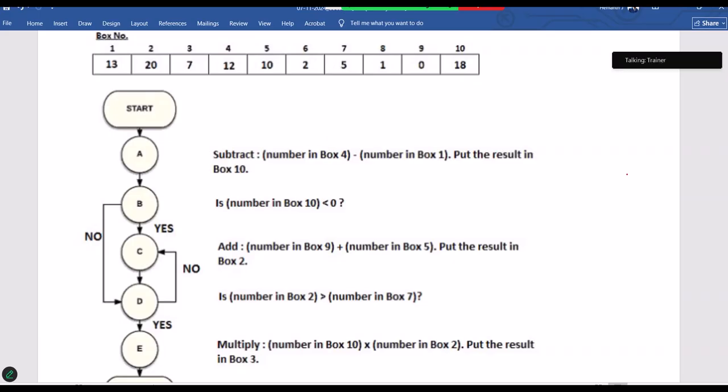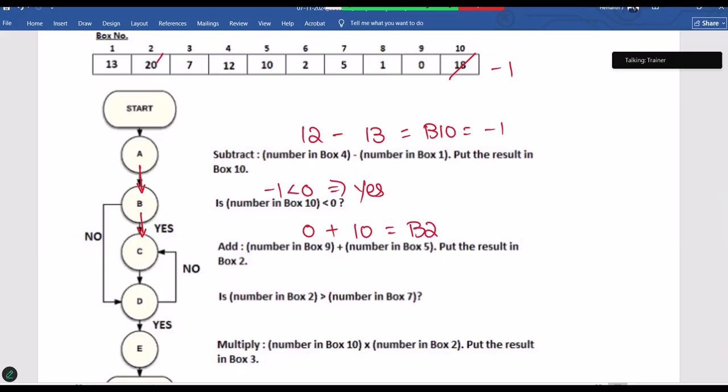First, number in box 4 is 12, number in box 1 is 13. We have to put that result in box 10, which is minus 1. Now, is minus 1 less than 0? Yes. So you have to go for this step, A after B, B after C. Now C is asking number in box 9, 0, number in box 5, 10. Put the result in box 2. Box 2, 20 becomes 10.